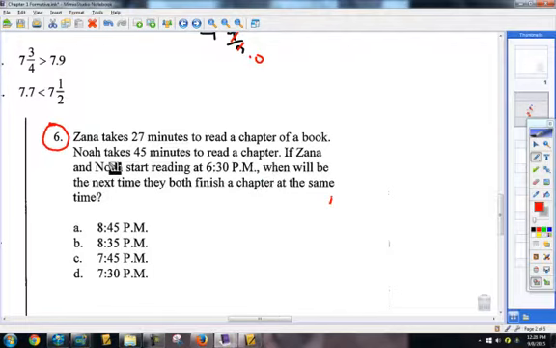So Xana takes 27 minutes to read a chapter of a book. Noah takes 45 minutes to read a chapter. If Xana and Noah start reading at 6:30, when will be the next time they both finish a chapter at the same time? What are some key words here that will help us to identify whether it is a GCF or an LCM question?